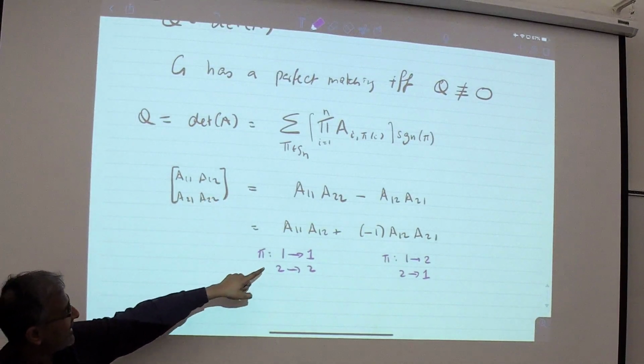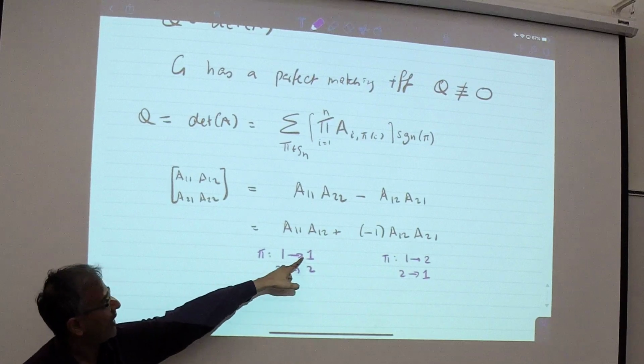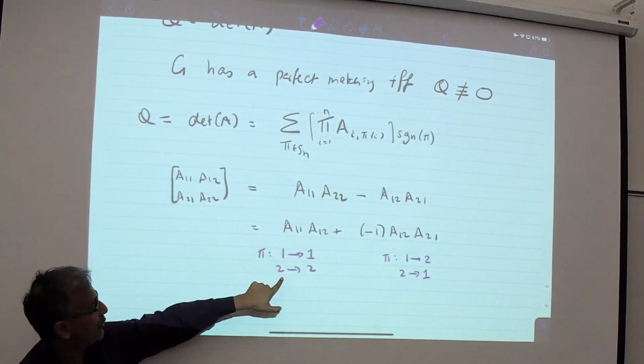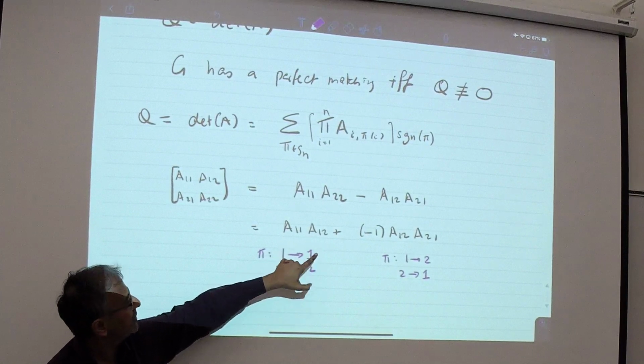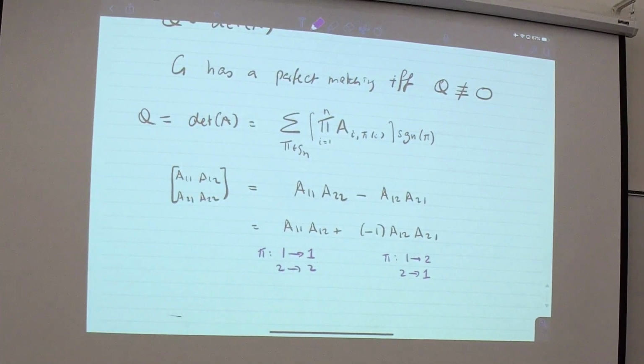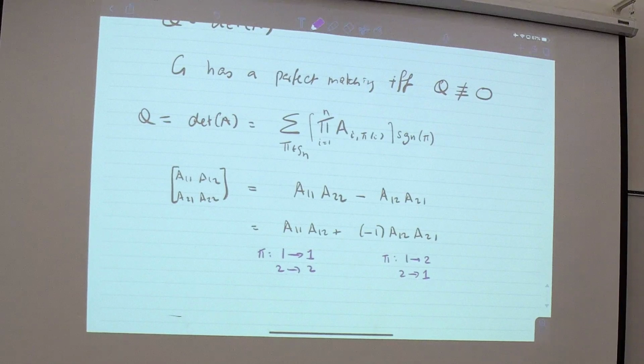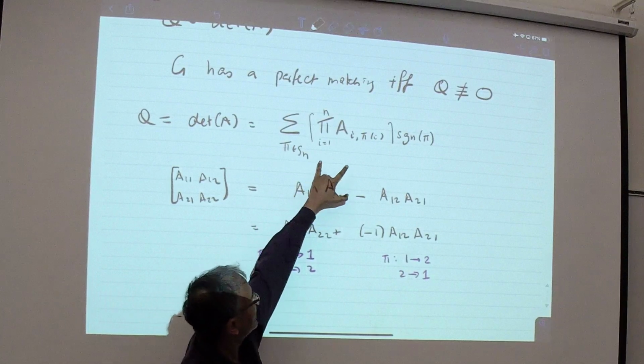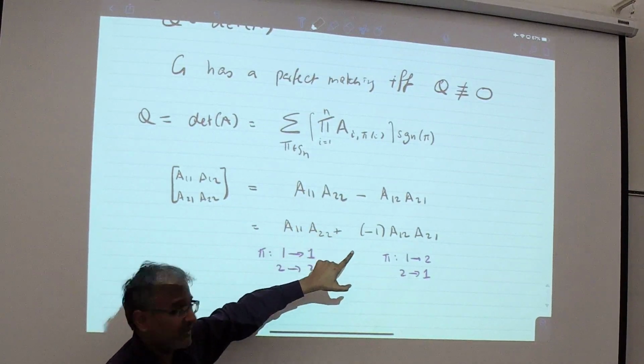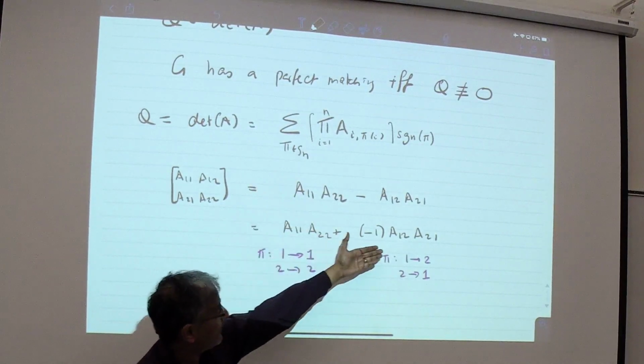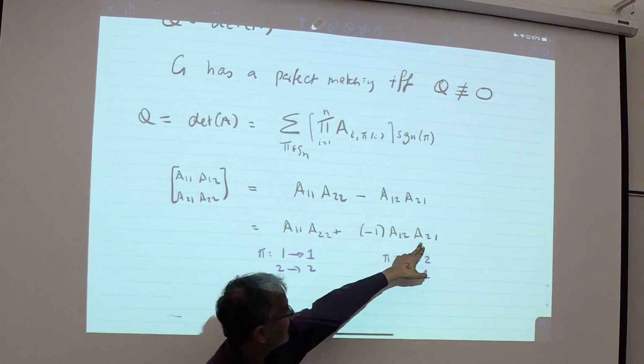Okay? And so if we now look at the permutation associated here and compare it up there, what we're saying is take 1 maps to 1, so we write down A11. Take 2 maps to 2, write down A22. Oh, that should be A22, sorry. And take their product. That's that term inside the thing up there. Okay, so that's one term. Add to this another permutation. This is the other permutation you have, 1 to 2 and 2 to 1, and write that down.